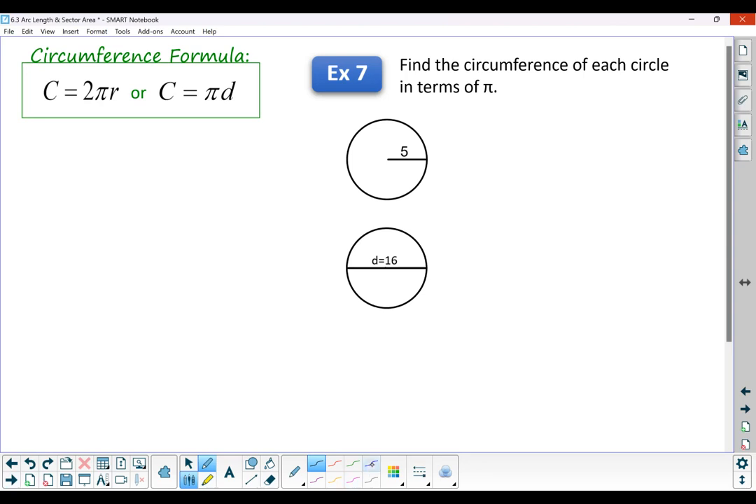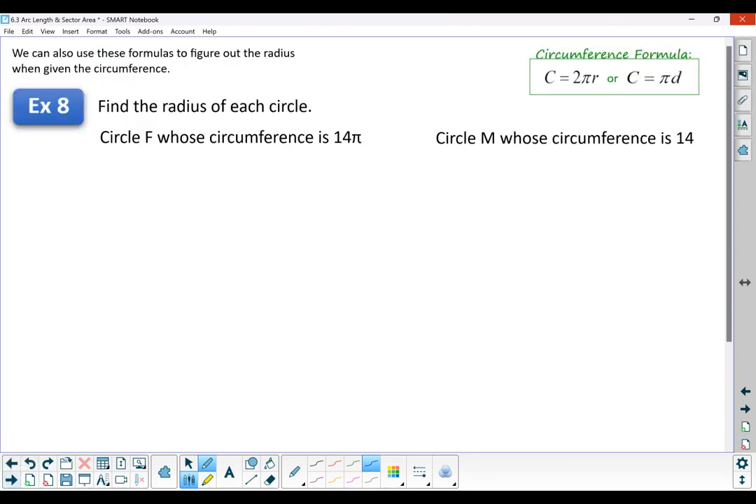In this first example, we have a circle with a radius of 5. So the circumference would be 2 pi times 5, and that's 10 pi. In our second circle, we have the diameter, so it'll just be pi multiplied by the diameter, and usually we write that with the 16 in front of the pi. I left both of those answers in terms of pi. We could find the decimal equivalent if we needed it, but leaving it in terms of pi is great.